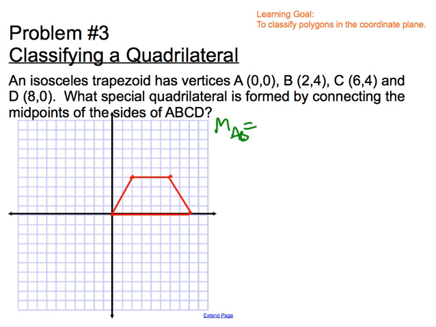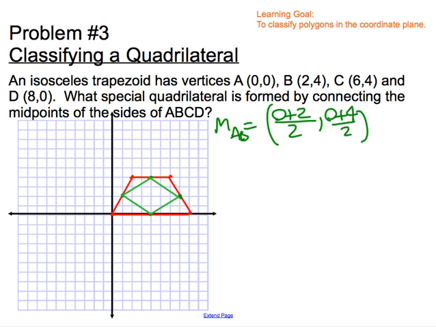By using the midpoint formula on A and B, we can determine the midpoint of that segment. So we have (0 plus 2)/2, and we want the average of 0 and 4. So we have 2/2, which is 1, and 4/2, which is 2, so we have a midpoint of (1, 2). Continuing around the isosceles trapezoid, we can find the other 3 remaining midpoints. By connecting the 4 midpoints, we can see the special quadrilateral that we're supposed to be classifying.